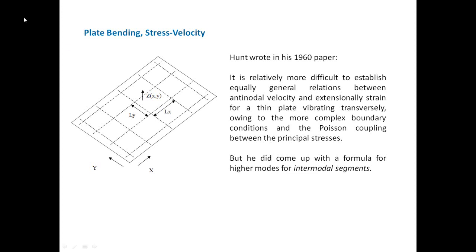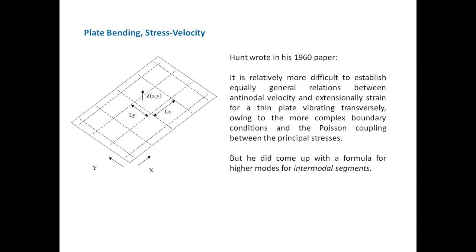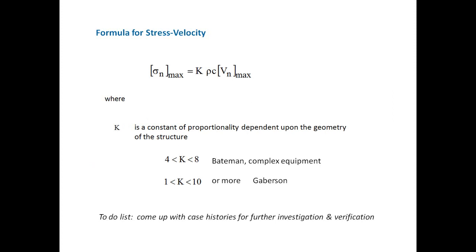But he did come up with a formula for higher modes for an intermodal segment. So imagine there are a series of nodal lines crisscrossing this rectangular plate, and he came up with a formula where, for some higher mode where there's just a patch in between these nodal lines, we can come up with a formula for the stress and velocity relationship for that patch. And we'll maybe talk about that more later, but actually we're going to use a simpler method. But I just wanted to mention this because this is in Hunt's 1960 paper.